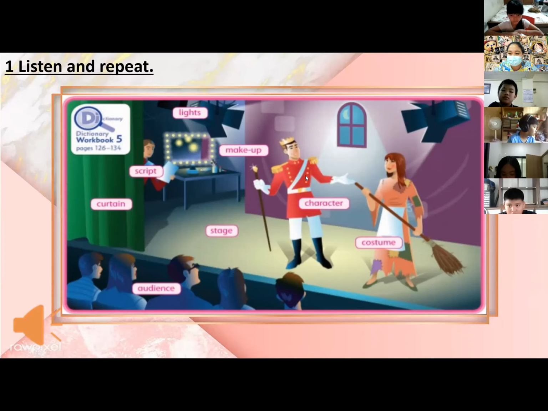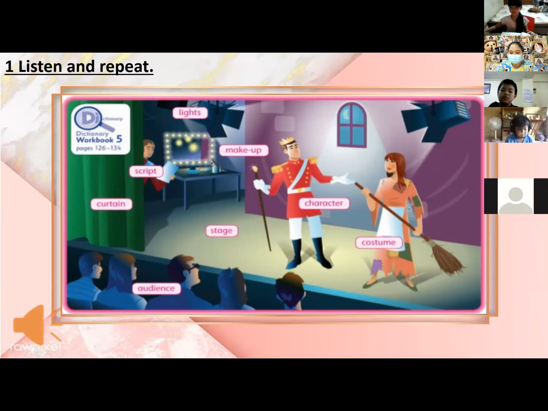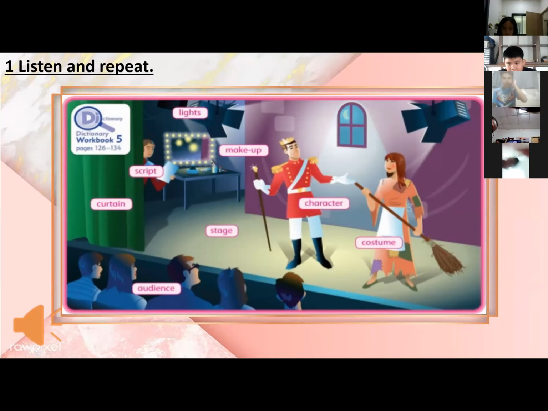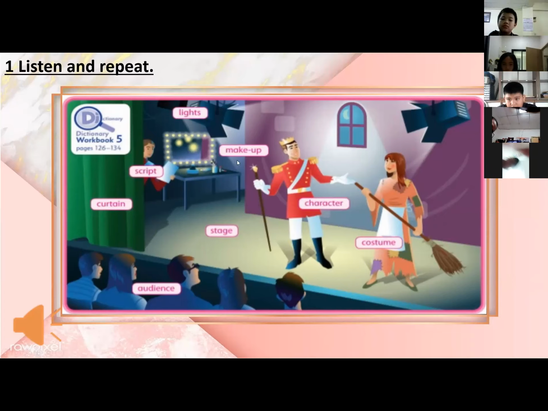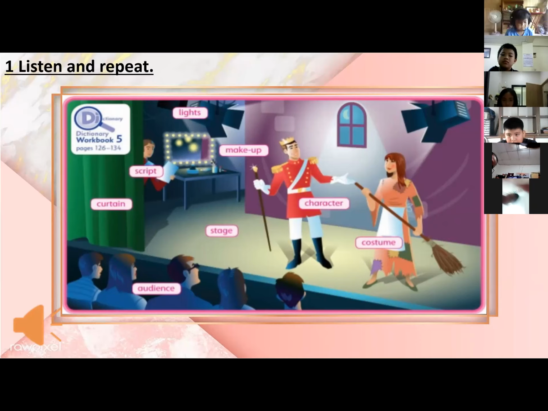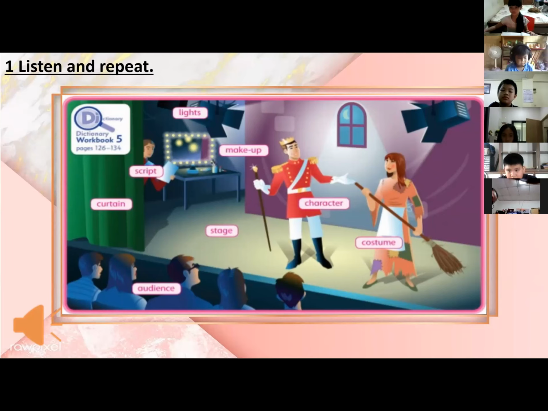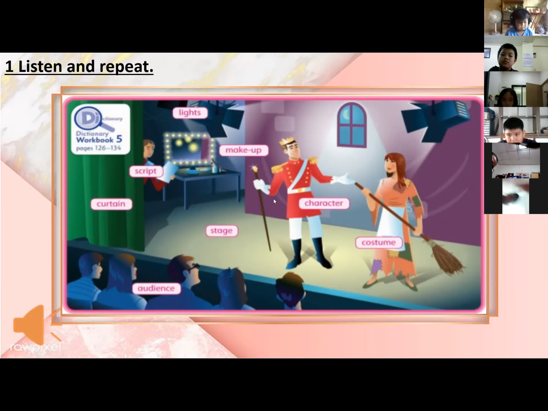Okay, did you hear that? Did you hear it properly? What is our first vocabulary word? Everybody say lights. Lights. Everybody say makeup. Makeup. Very good. Next, everybody say script.